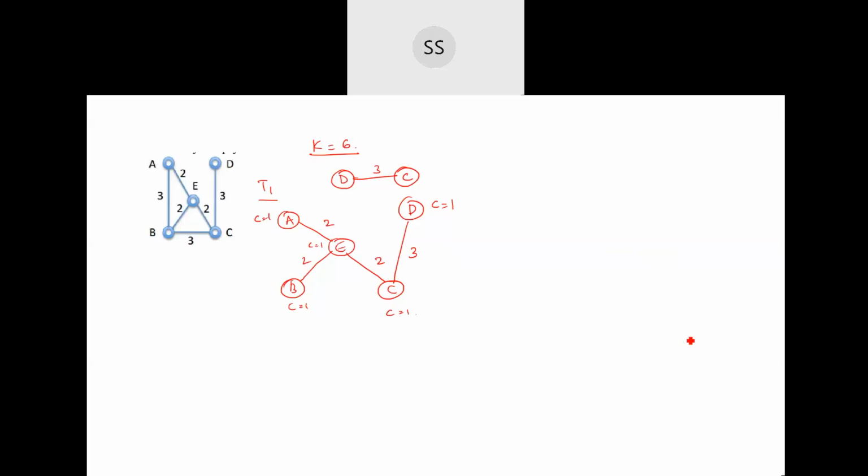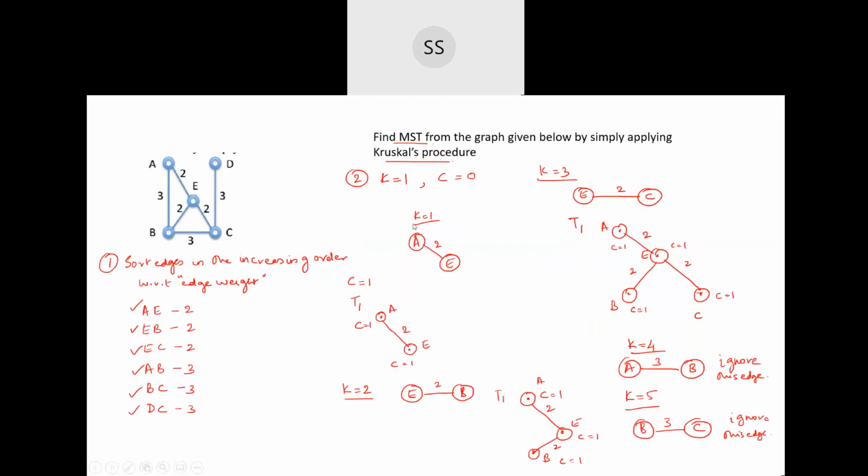So I've drawn my final minimum spanning tree that consists of A, E, B, C, and D. To reach from A to E, it will be with 2. If I want to reach from B to E, it is with 2. This is also the minimum value. So this is your final minimum spanning tree. So this is how you're supposed to approach this particular question.